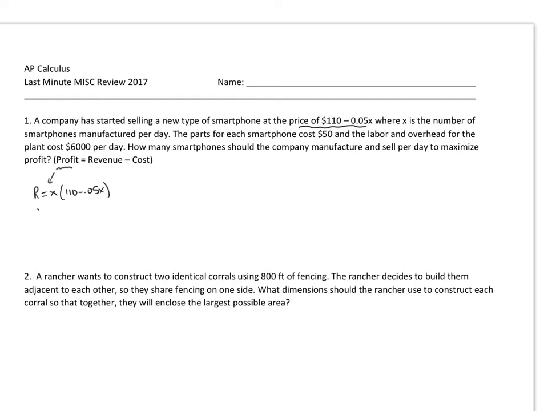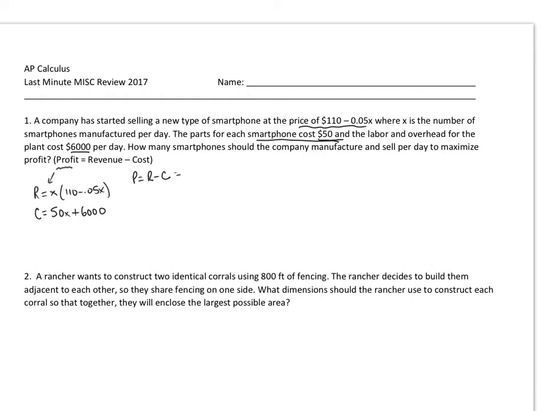Now we need to find out what our cost is, and it tells us our cost is $50 per day, and along with labor and overhead. So for each smartphone, it's $50 per day along with labor and overhead. So that would mean 50x plus 6,000. Well, our profit is going to be our revenue minus our cost. So what we take in minus what our expenses are, that's how much money we make.